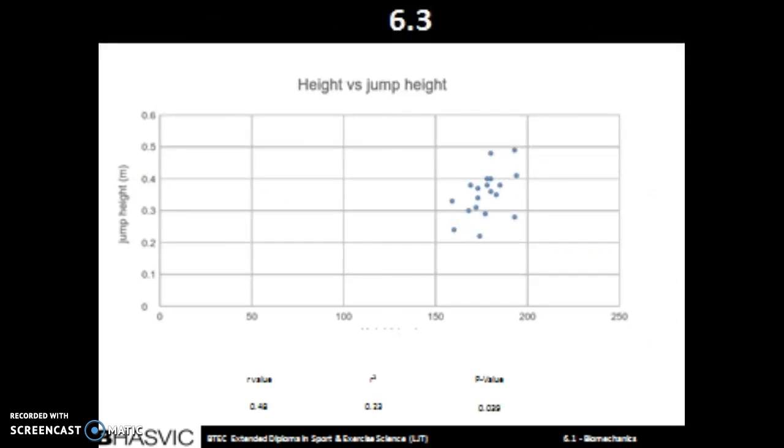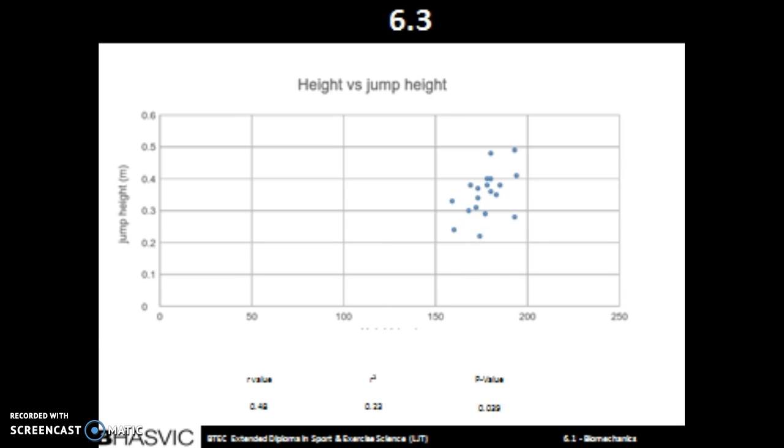So the next bit that we're going to look at is the group data. This slide shows the correlation between the height of performance and their jump height and the vertical jump. As you can see, the scatter graph shows a positive correlation, and the R value is also positive as it's 0.45. So this shows it's a weak or a medium positive correlation.